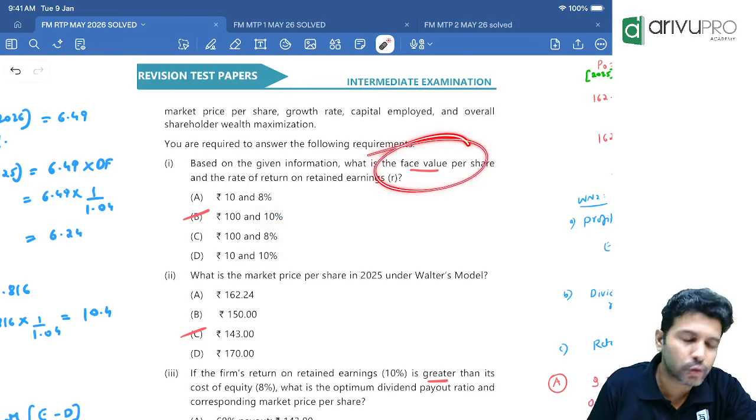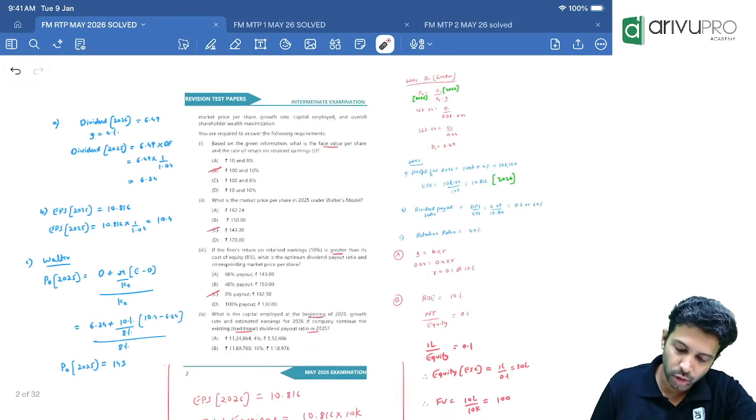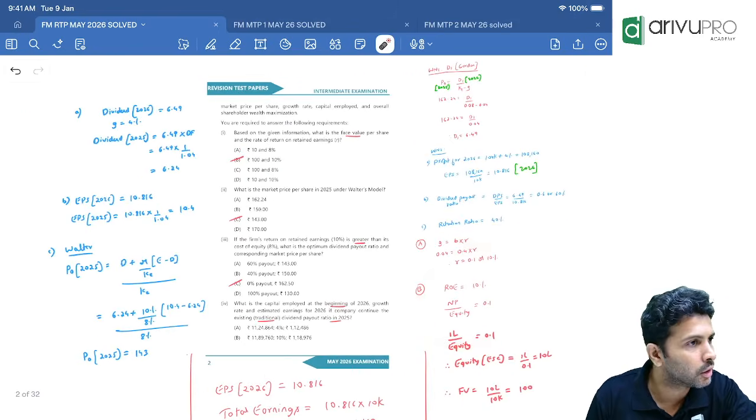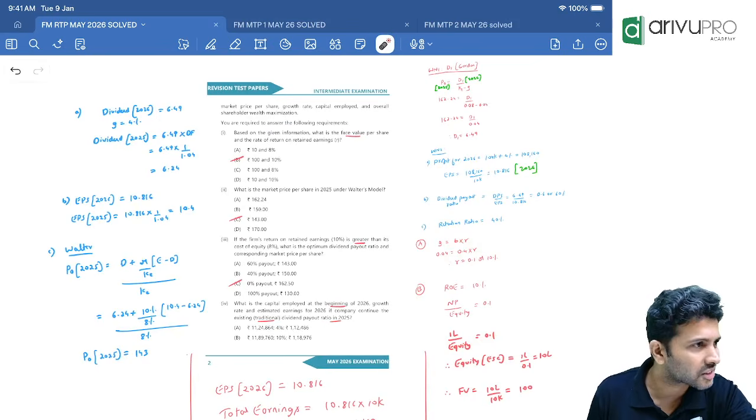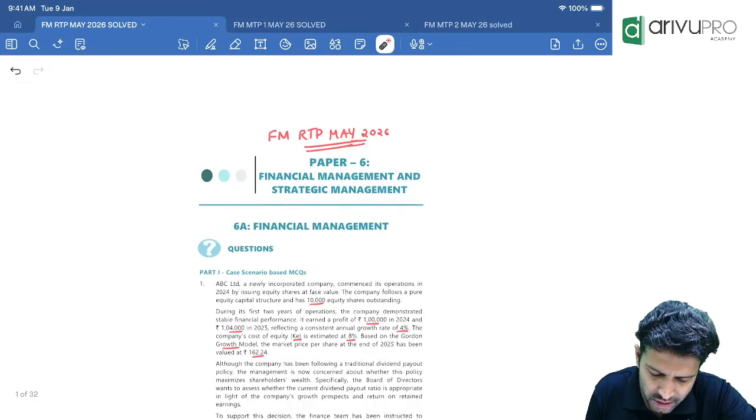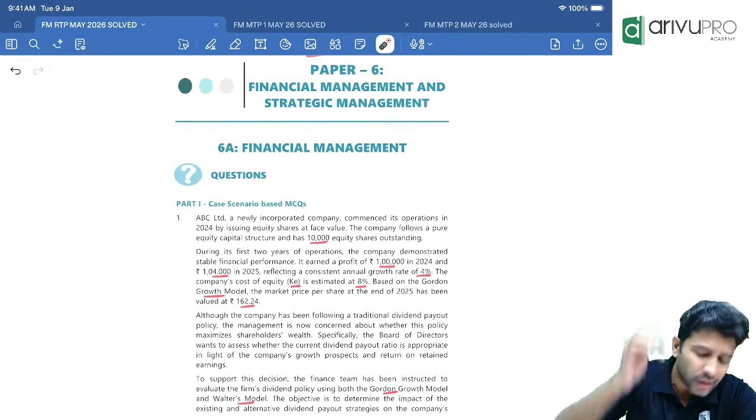Now I think I have to solve the face value. Can we try the face value? No question till here, no? All good? This is also very simple. r is how much? 10%. Now people, the equity shares, did you raise them in 2026 or 2024 only?